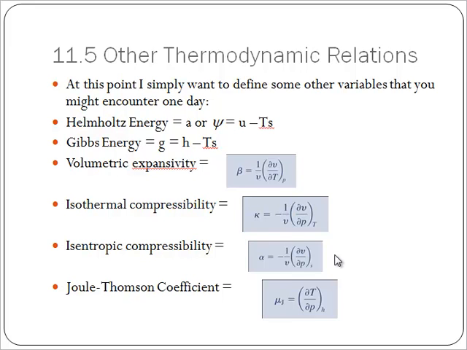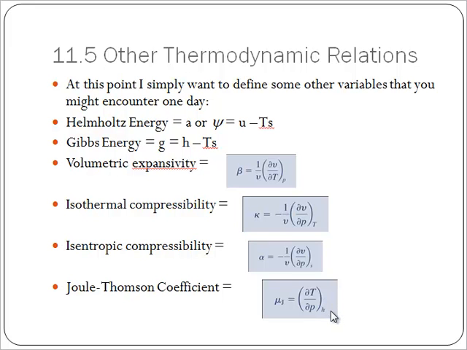I also have an isentropic compressibility. This one isn't used quite as often. Alpha is the symbol used here. It's not the same as the alpha used in, say, a heat transfer course. So be a little bit cautious with this one. But this is a constant entropy process. Remember, we run into those if we have something that we say is reversible and adiabatic.